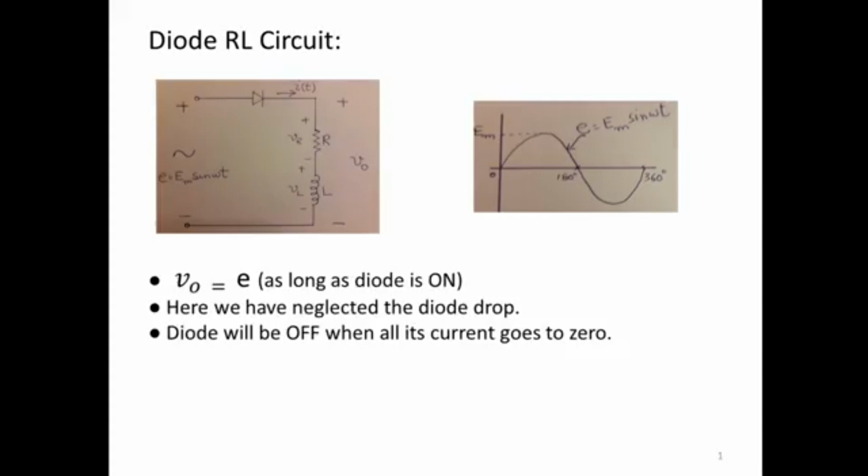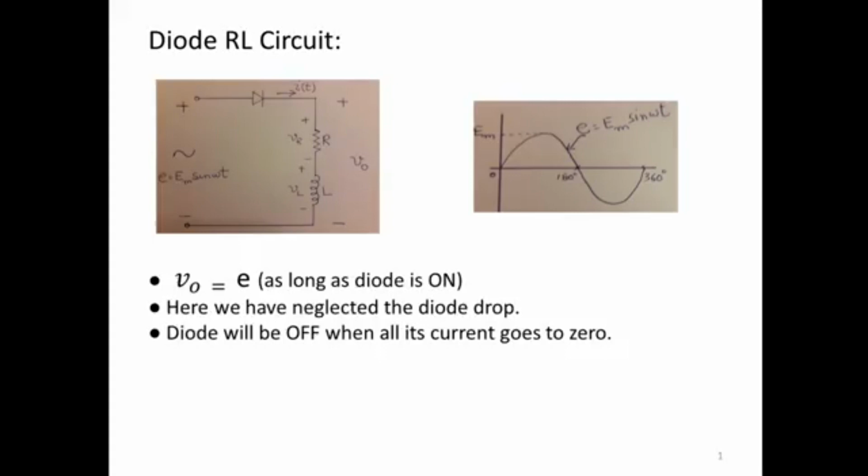So in this regard, by looking at the circuit, you can say that the first point in this slide is V0 equal to E. What this means is the output voltage will be equal to the input voltage as long as the diode is on. As you can see in the circuit, if you apply KVL, you can observe that the terminals of the output voltage are the same as those of the input voltage, but the main condition is that the diode should be on.